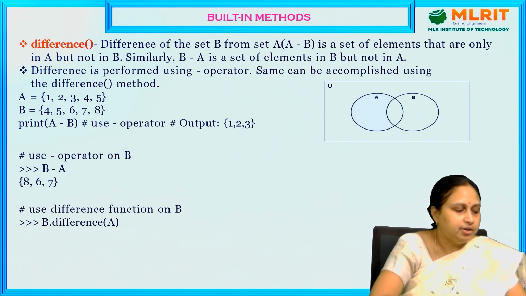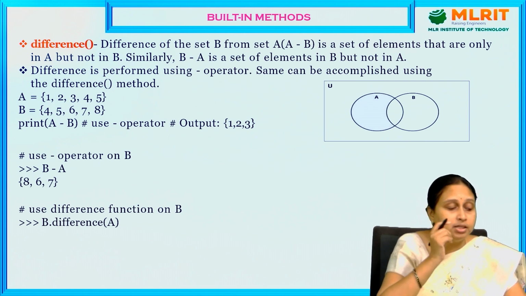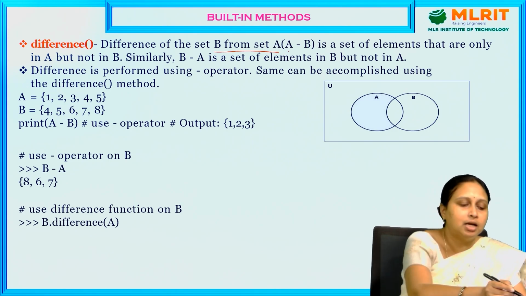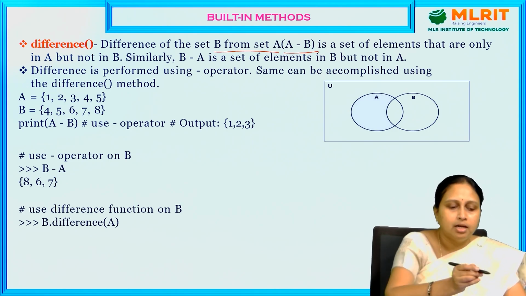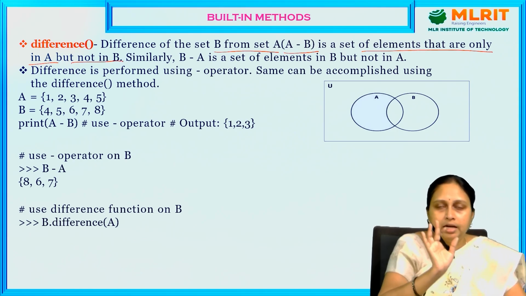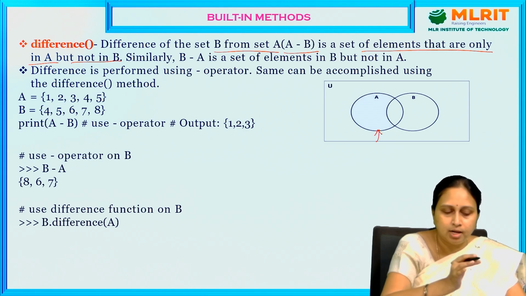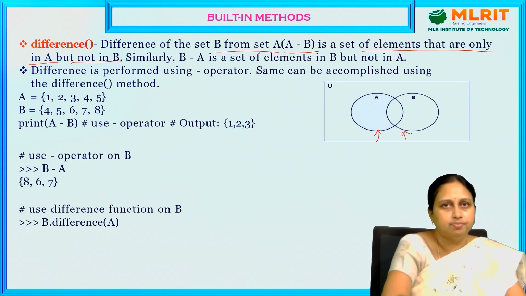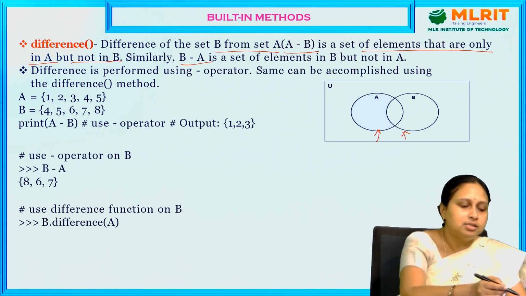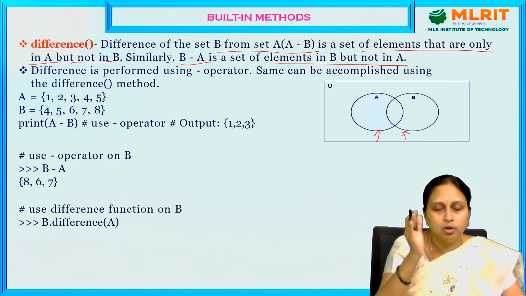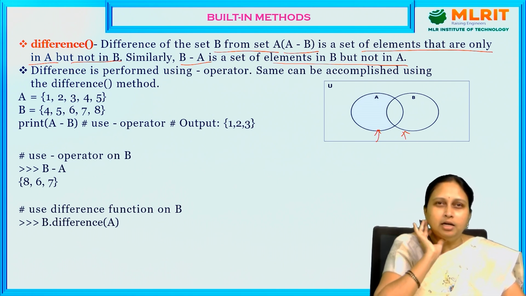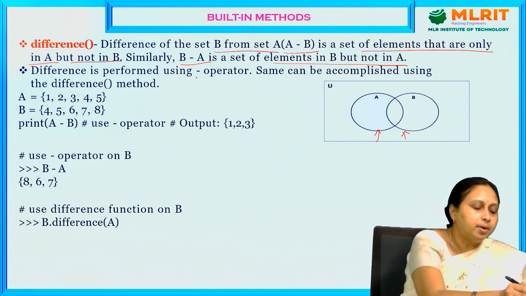The next one is difference. Here the difference of the set B from A, that means we are going to represent it mathematically as A minus B. It is nothing but the set of elements that are only in A but not in B. The elements which are only in A we have to take, not in B we are going to consider, right? That is called A minus B. Similarly, B minus A is nothing but the set of elements in B but not in A. Only B we are going to consider and A will not be considered, right? And difference is performed by using the minus operator, right?